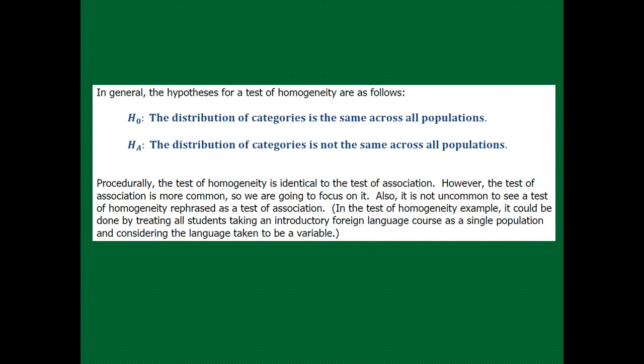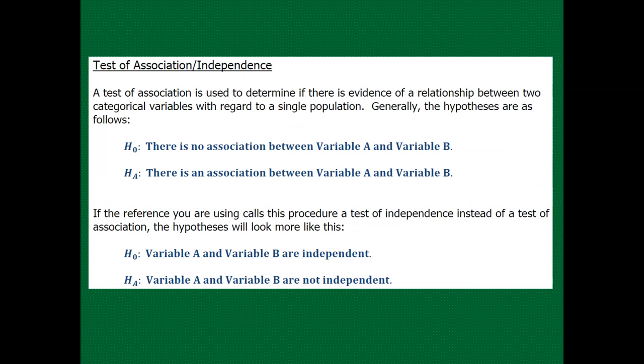Additionally, it's not uncommon to see a test of homogeneity rephrased as a test of association. In the case of the foreign language example, if you treat the language as a variable and then think of it as one giant population instead of three separate populations, then effectively you'd be rephrasing a test of homogeneity as a test of association.